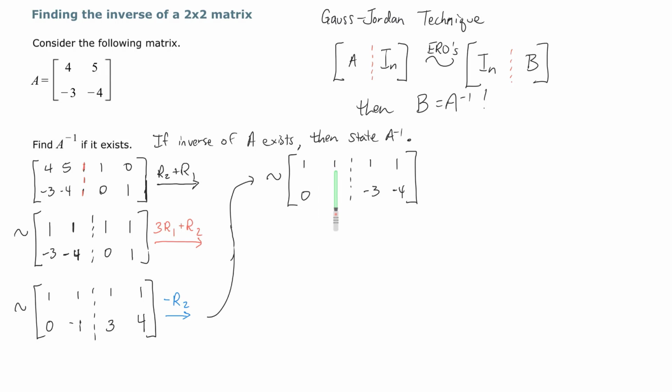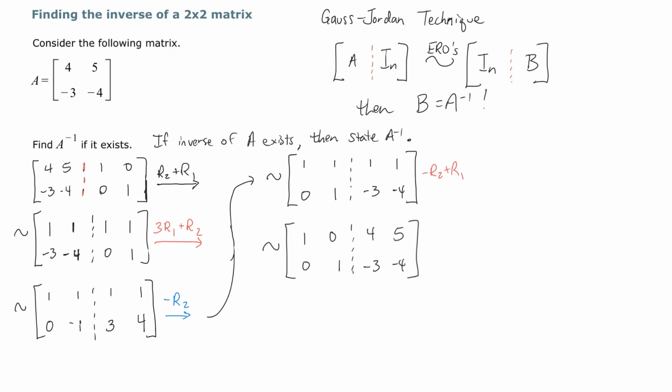We would like this position to be a 0 using an elementary row operation. So now I'm going to do negative row 2 added to row 1. And we get 0, 1 for row 2. Row 2 doesn't change, so -3, -4. And we get a 1, we get a 0 here. Now we got 3 plus 1 is 4, and 4 plus 1 is 5.